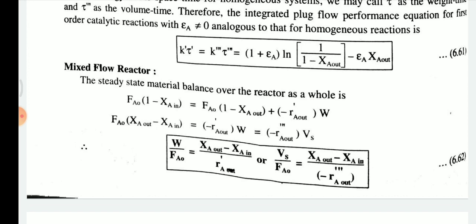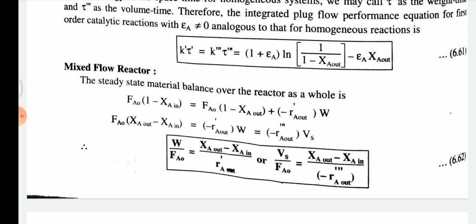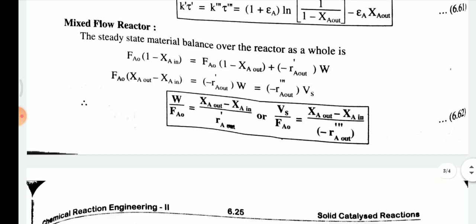So if we multiply Fa0 on both sides inside the bracket, it should be Fa0 Xa out minus Xa in, keeping both together, is equal to the Ra dash out into W and Ra double dash out into Vs. So it would be written as W by Fa0, and the remaining term should be Xa out minus Xa in divided by Ra dash out, and we can also write Vs by Fa0, Vs by Fa0. So it should be Xa out minus Xa in by Ra double dash out.